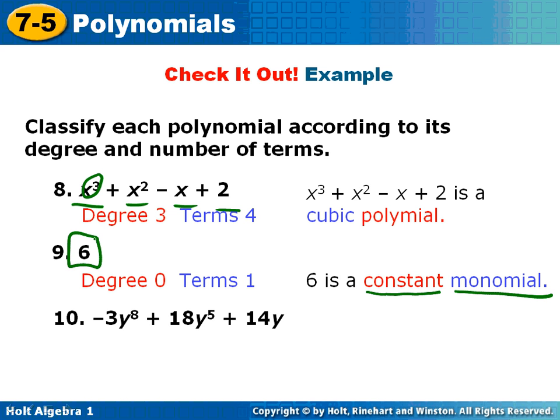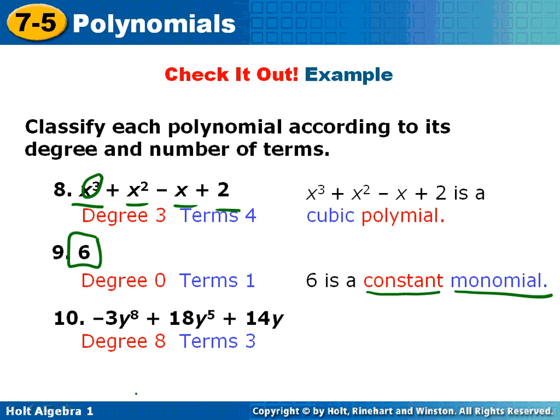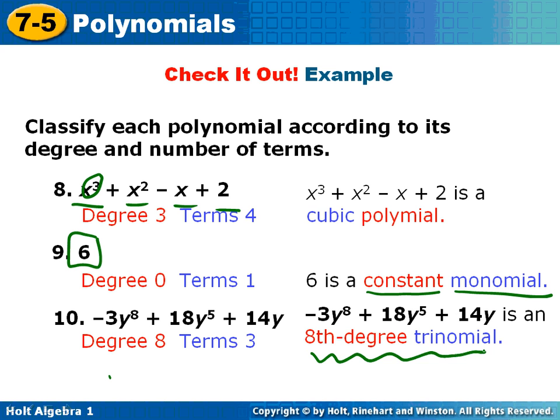Number 10. What is the degree? 8. How many terms are there? 3. So we have to name it. If it's more than 5, we're going to call it 8th degree. So it's the 8th degree, what? There are 3 terms. Trinomial. So it's going to be an 8th degree trinomial. Quint is 5.